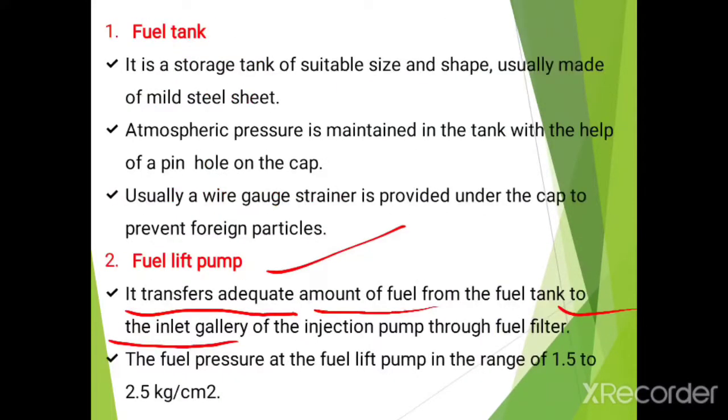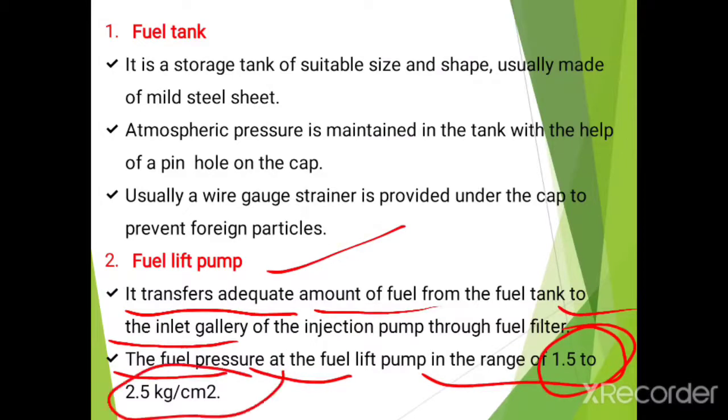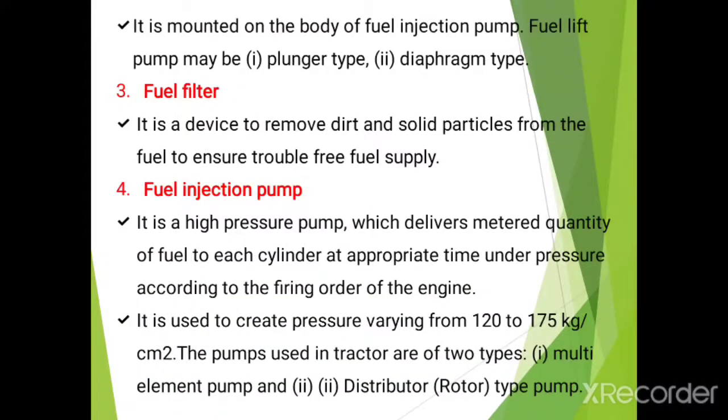Now the next component, that is the fuel lift pump, where the fuel pressure is in the range of 1.5 to 2.5 kg per centimeter square. It is mounted on the body of the fuel injection pump. The fuel lift pump may be plunger type or diaphragm type.